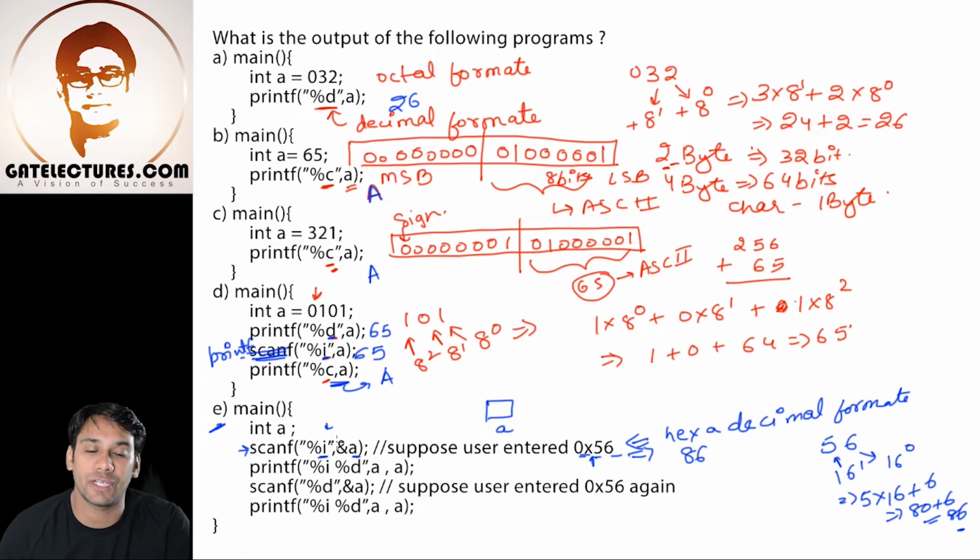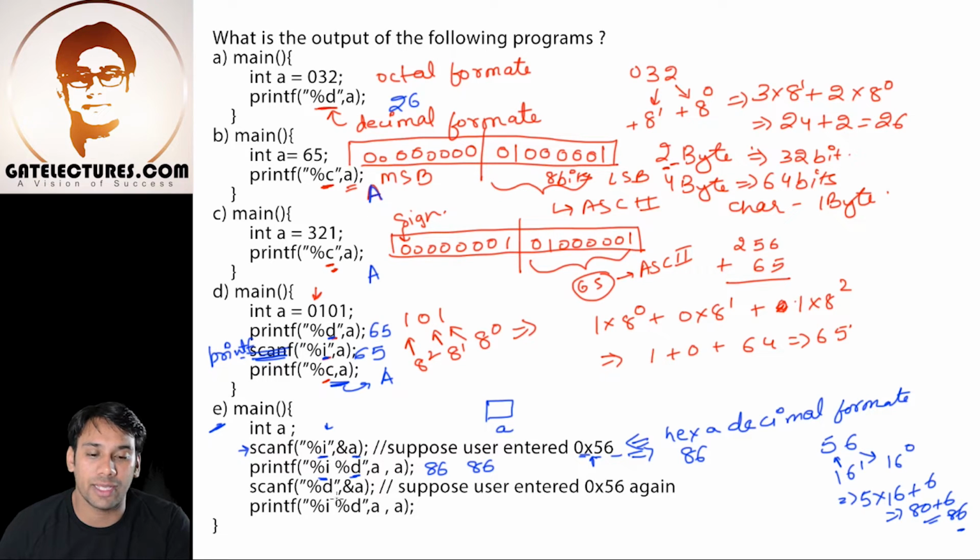Now in this printf statement, first of all I am printing this value with %i, and then I am printing this value with %d, right? Remember, we have scanned this value with %i. So whenever the user is going to print this value, it is going to print 86 space 86, because it is going to print the decimal equivalent of this number.